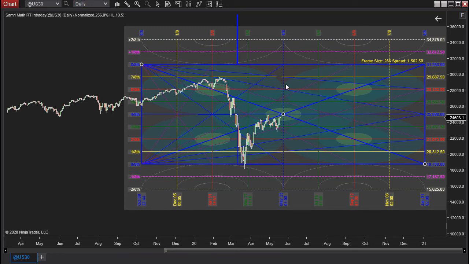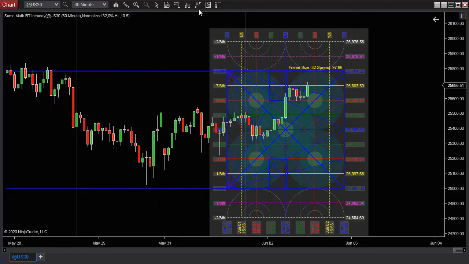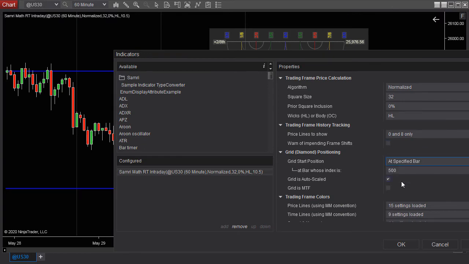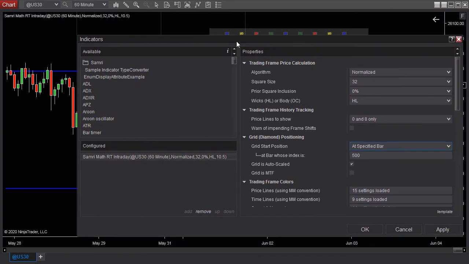So in a bit you're manually simulating what the price and time indicator does. That's one good use for the option of anchoring the grid at a point in time. Another option is to start it at a specified bar.